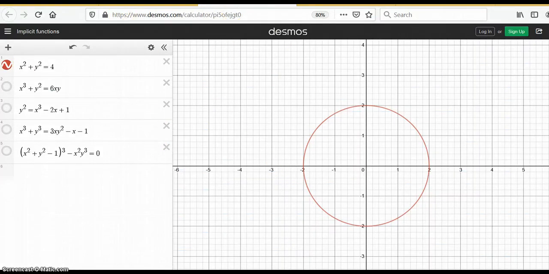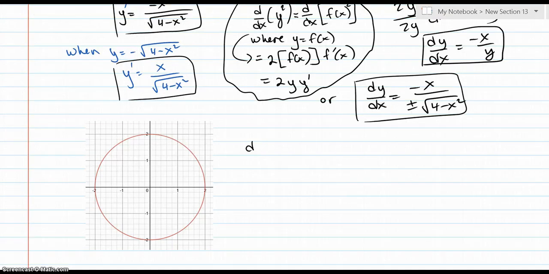I already graphed it right here. I just typed that in. And I'm going to go ahead and check this out. So let's copy this and bring it to our other page. So you can see that this does make sense. See, dy/dx was equal to, I'm going to just use, negative x over y.